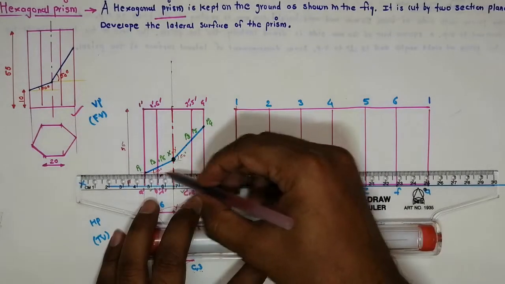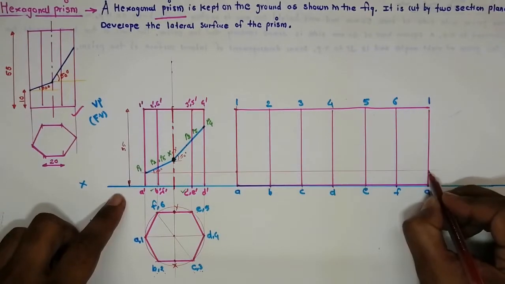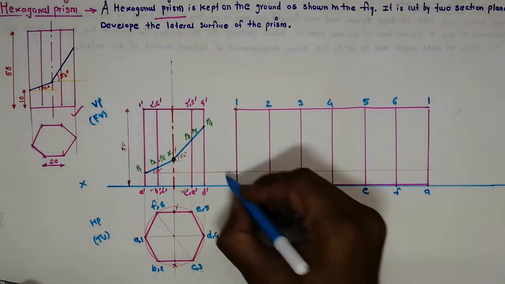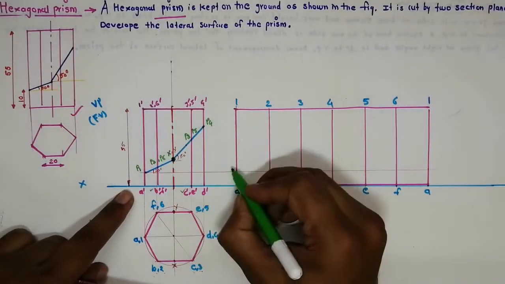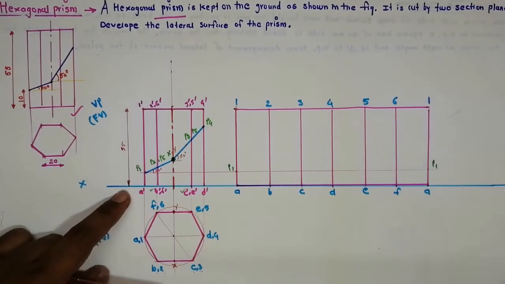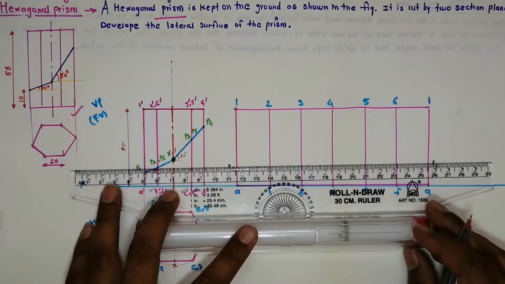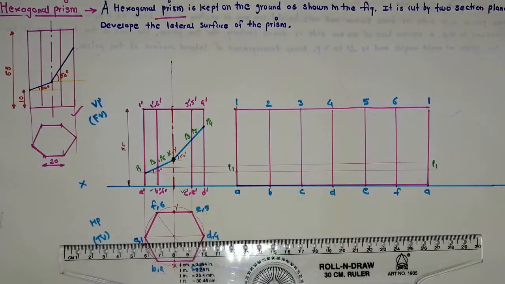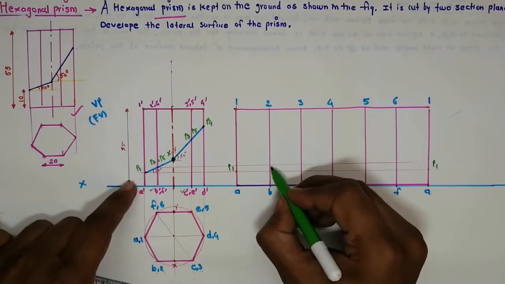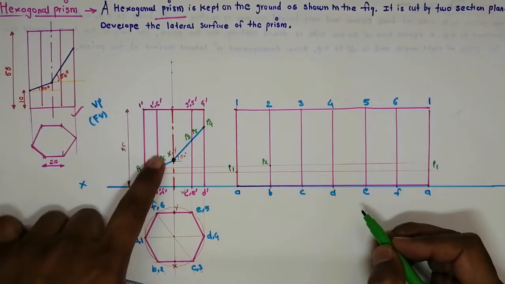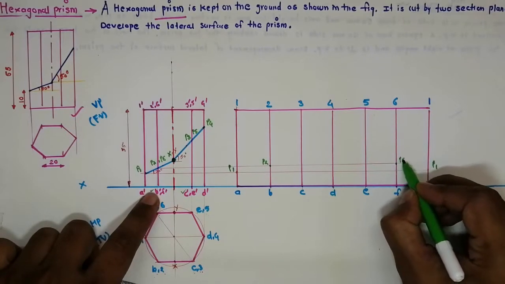So this is the P1 intersection. Now P1 is on A1, so this is P1 here, and this is P1 here. Now P2 and P6. P2 is on B2, so this is P2, and P6 is on F6, so this is P6 here.